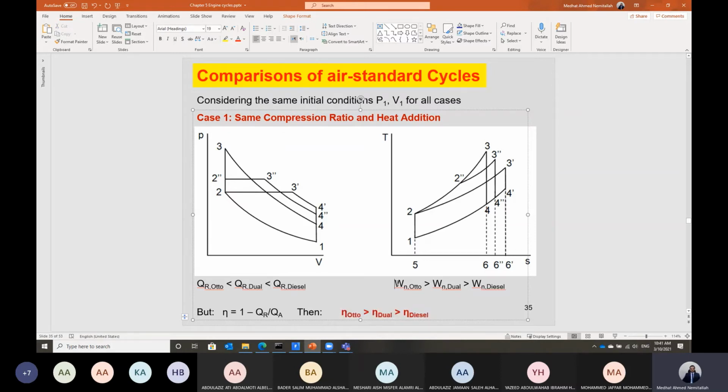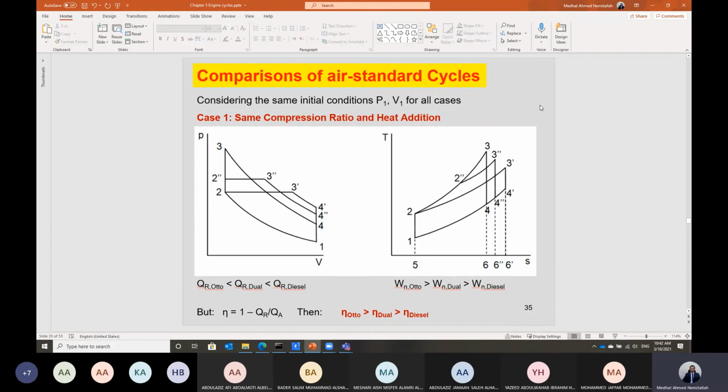The net work in the case of the Otto cycle, as we have the minimum heat rejected, is the same as net heat transfer. Net heat transfer is Q added minus Q rejected. Q added is fixed for all cycles. But if we have Q rejected minimum for Otto, that means the net heat transfer for the Otto cycle will be the maximum. And it is equal to the net work. So the net work, which is the area contained, equals the net heat transfer, which is the area contained on the TS diagram between all cycle points. In this case, the area for the Otto cycle will be greater than that area for dual, and also greater than that area for the diesel cycle.